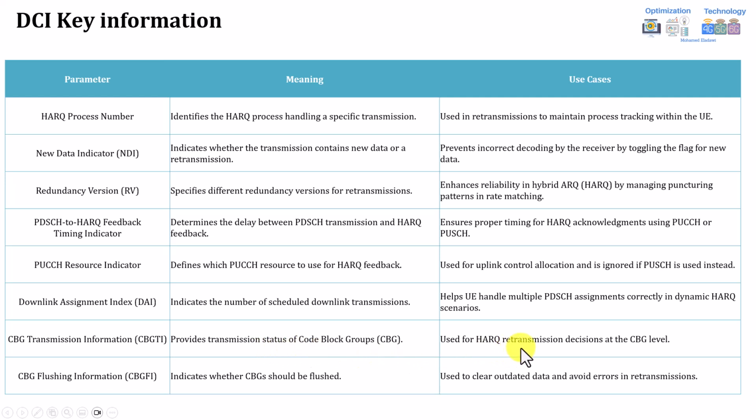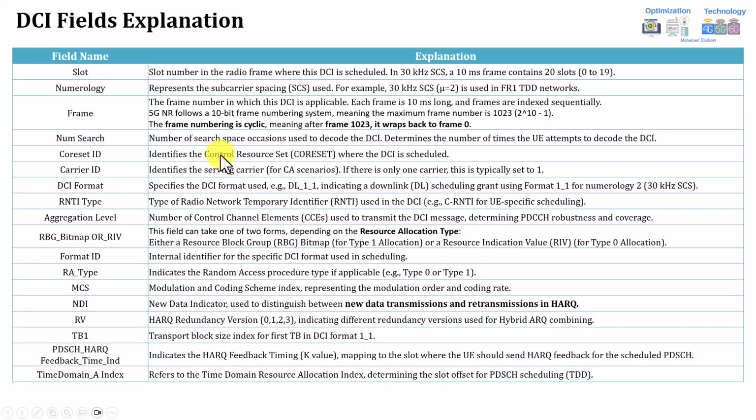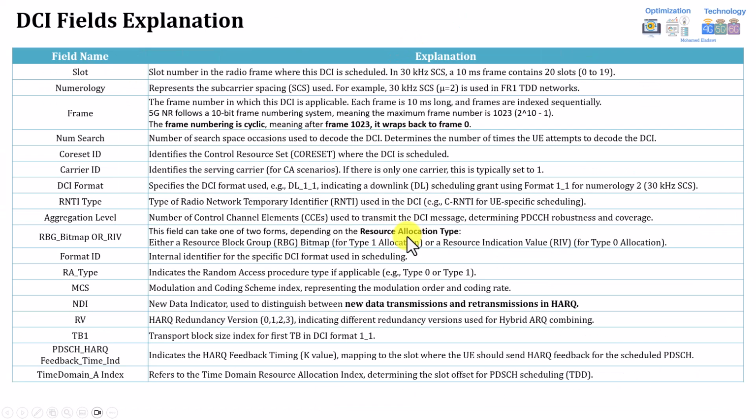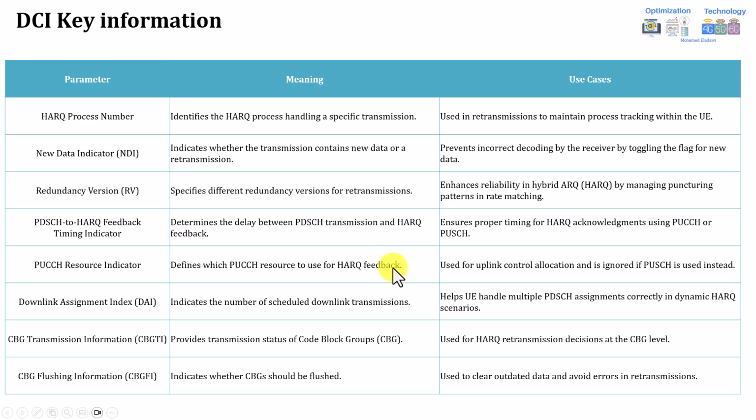For example, the user will tell you whether to use HARQ transmission decision at the code block group level and so on. And this is telling about the flush, whether this user's buffer needs to be cleared or not and so on. This is just information that can be received within the same table for the user to be able to identify some of the information highlighted earlier. Now let's move next to see what we have additionally here.